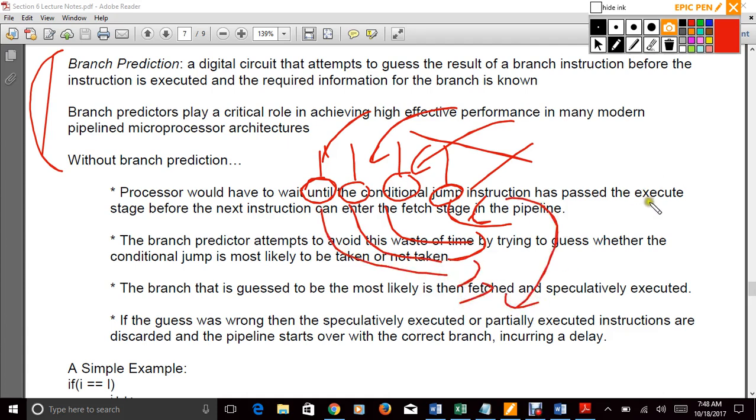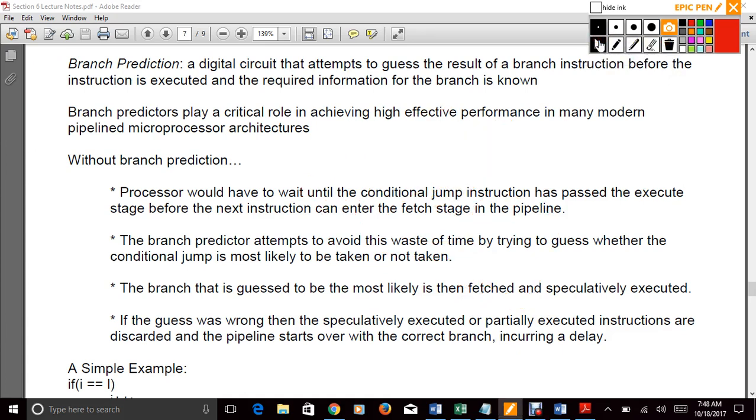And so branch prediction, we're going to formally define it as a digital circuit that attempts to guess the result of a branch before the instruction is executed and the required information for the branch is known. So without branch prediction, we have to wait until the conditional jump instruction has passed the execute stage before the next instruction can finish the stage in the pipeline.